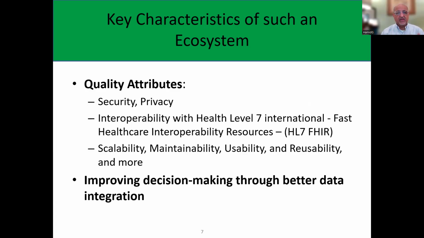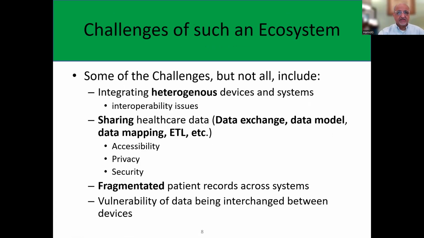Reusability: being able to use this system, for example, if you want to add a family member, how can you reuse this model to mimic another person in your family, or maybe the same model with the same kind of data, with the same trend, not necessarily exposing your information, but the same data model can be reused for some other person. So those are really the quality attributes of such a system. And then improving decision-making through better data integration. It's really, at the end, you have to make a decision.